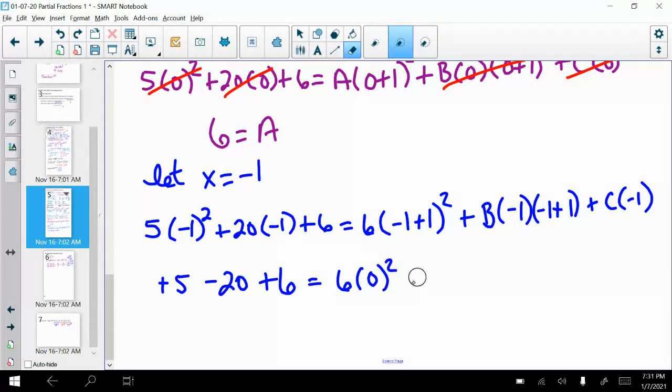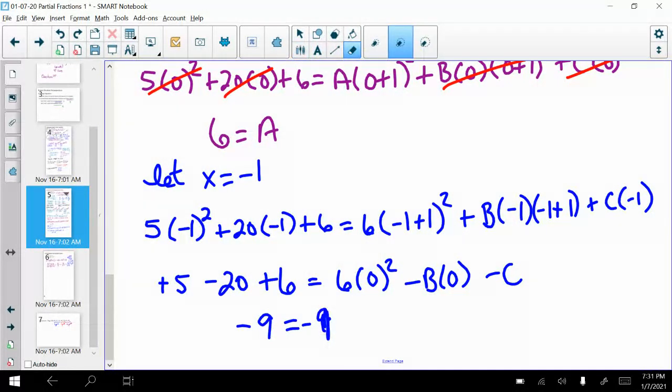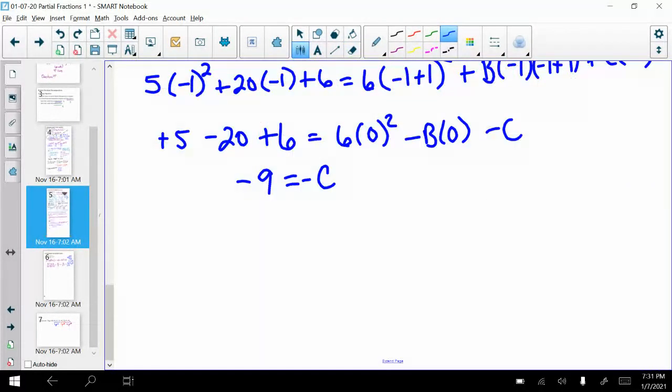Well, really minus b, right? B times negative 1 minus b times 0, which is just going to be 0 minus c. Over here, negative 5 plus 20, 15. 15 plus 6, that's going to be negative 9 equals negative c. Negative 9 equals negative c, or c equals 9.